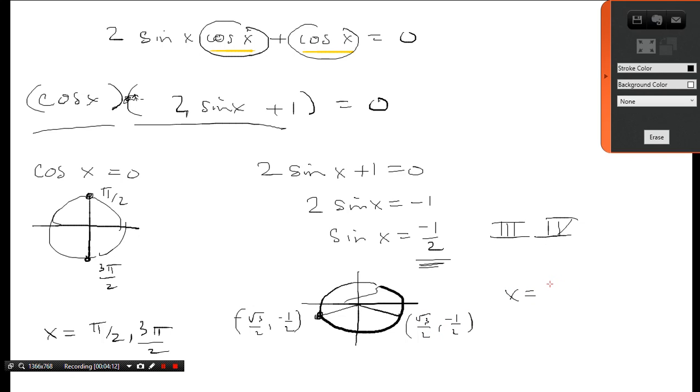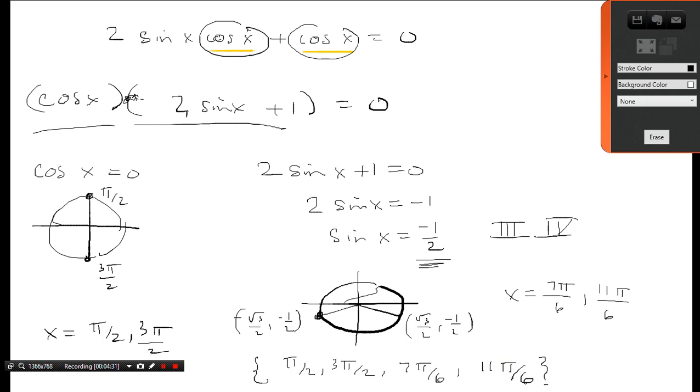Okay, so if you did this correctly, you should come up with 7 pi over 6 in the first revolution and 11 pi over 6. So that means your answer within the first 2 pi is pi over 2, 3 pi over 2, 7 pi over 6, and 11 pi over 6. Not too bad. It's pretty simple.